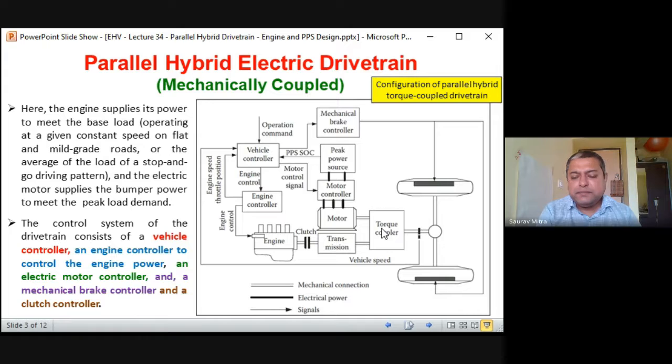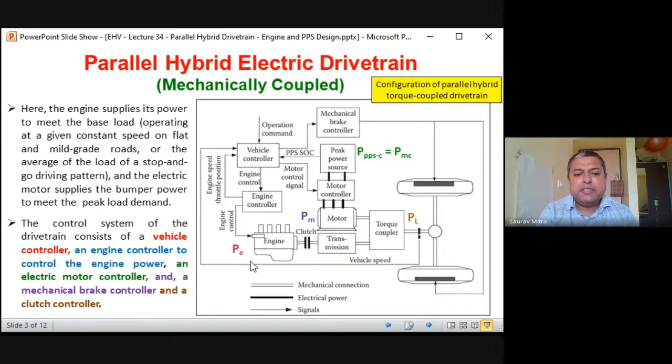There is another coupling method we have seen, which is called speed coupling. So in this case, the motor speed and engine speed get coupled, and that coupled speed is actually given to the final driving element. So in this case, we are using torque coupling because this is most widely used. So in this case, you'll be finding there are mainly two generators and one load power.